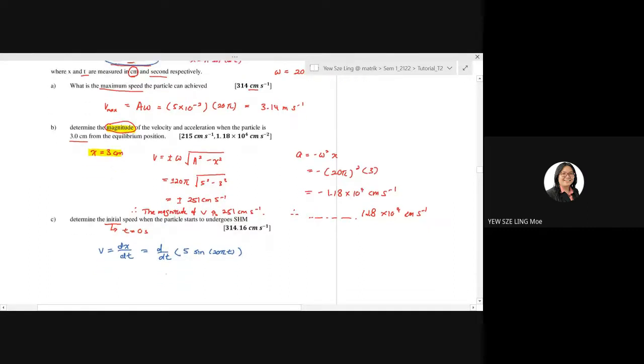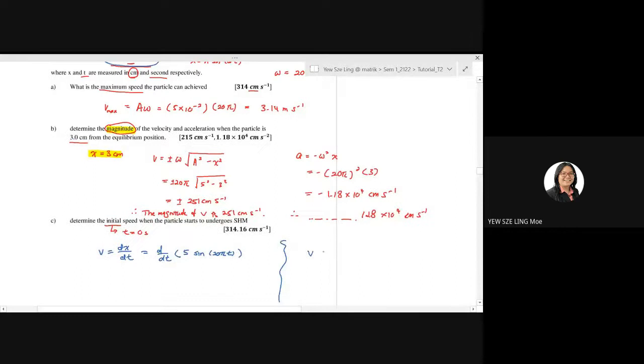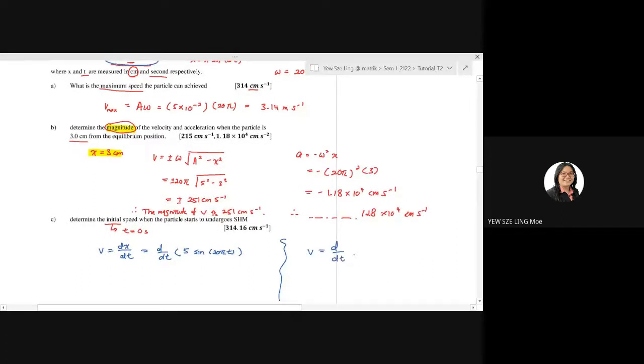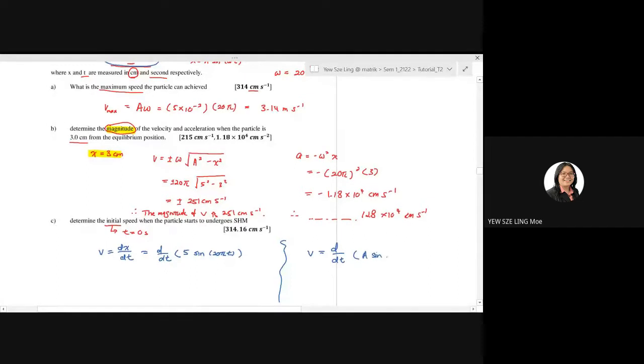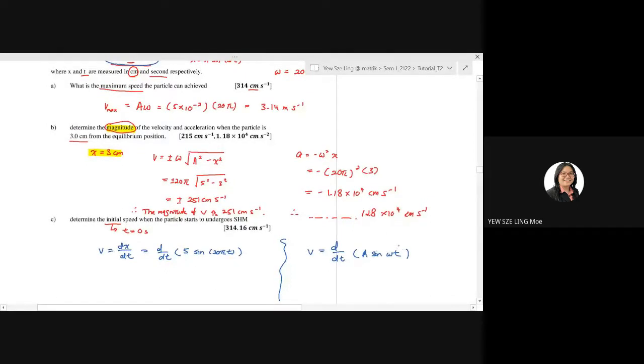For those of you who are not used to differentiating with values, what can you do? You can differentiate the equation in its general form. So v is equal to d over dt of a sine omega t. Then after you differentiate it, you plug in the values of a and omega in your equation. So if you are not used to differentiating equations with values, you can do it in the equation form, the one on the right hand side.